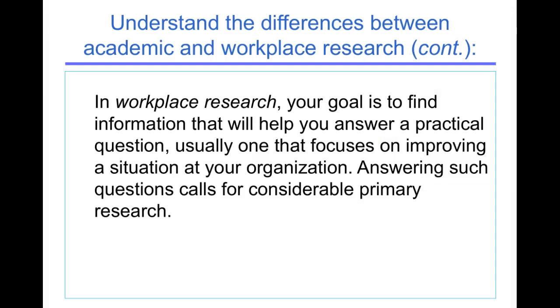Workplace research is very different because you're usually looking for an answer to a practical question that is somehow going to improve a situation for your organization. It might make things more cost effective. It might help you select a better system of some sort. So it's usually to problem solve. And it usually requires primary research where you actually have to go out into the field and figure out the answers for yourself. It's not as much library-based kind of work.